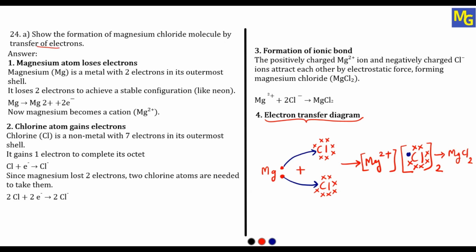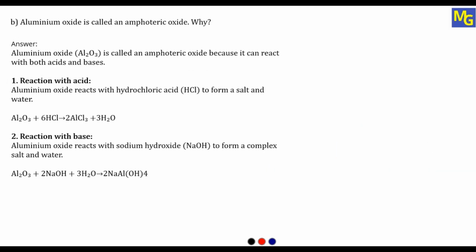I hope you understood this answer. Now we are going to move to the next question. It is sub question B. The question is: aluminium oxide is called amphoteric oxide. Why? So first, what do you mean by amphoteric oxide?